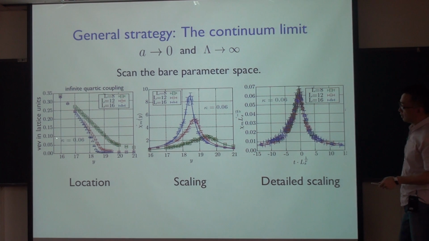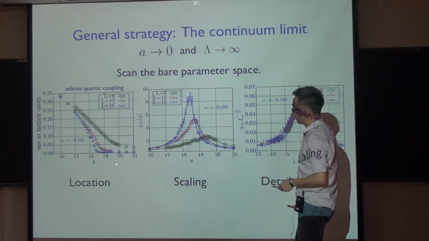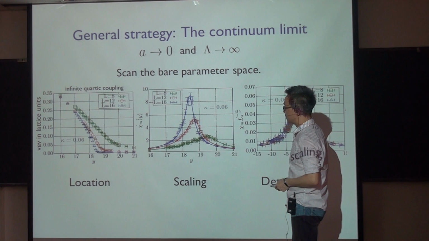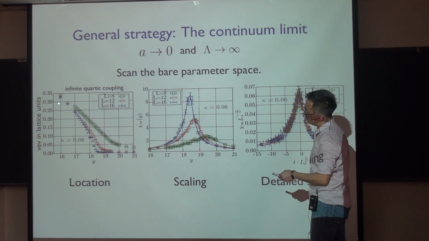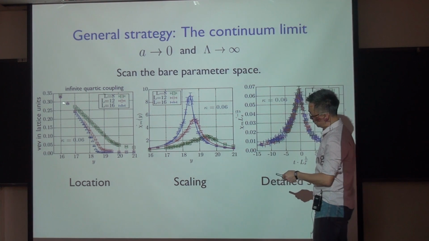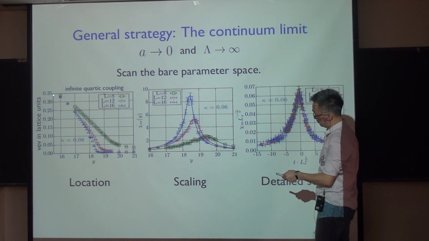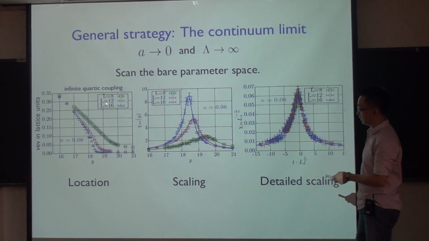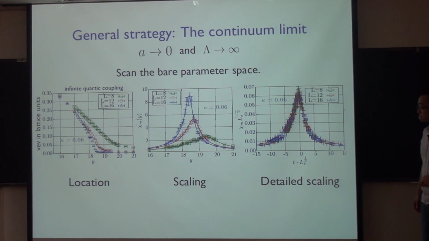And also a fixed hopping parameter in the scalar sector. And then I just scanned the bare Yukawa coupling here. And then you see that the vacuum expectation value would actually go from some non-zero value to the zero value here at different lattice volumes.